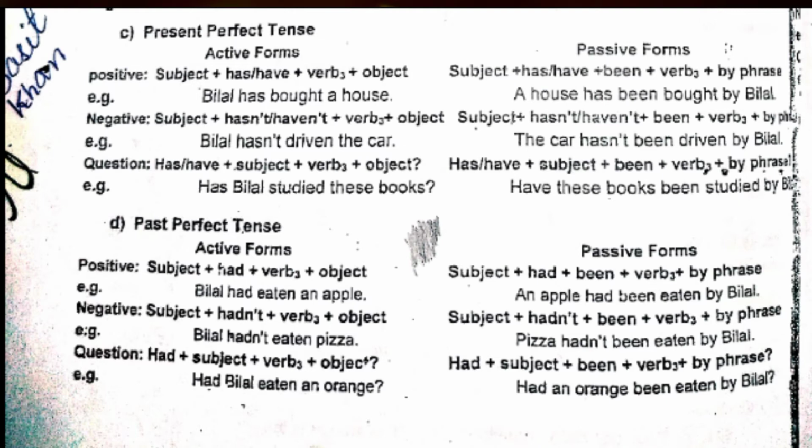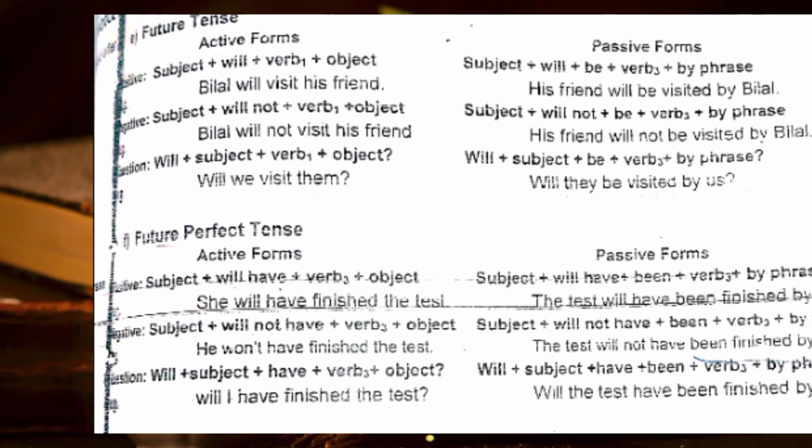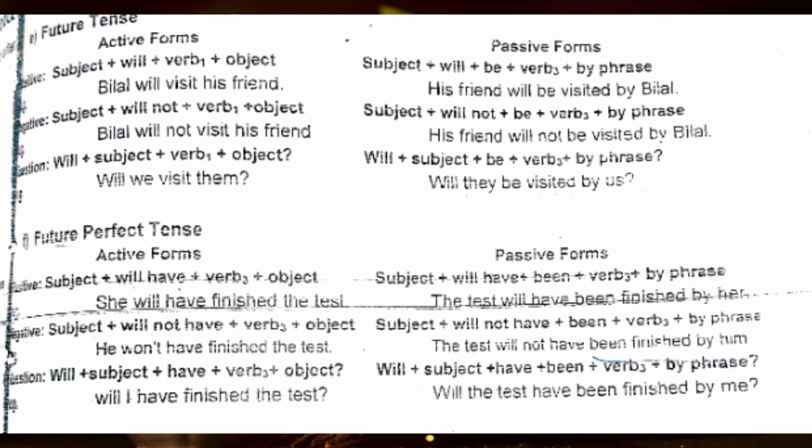Question: had Bilal eaten an orange? Passive is had an orange been eaten by Bilal? A future tense positive example, Bilal will visit his friend. Passive sentence is his friend will be visited by Bilal. In this example, we use the helping verb will, and after it be, and then the by phrase.